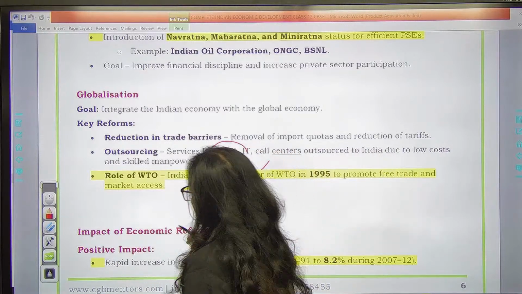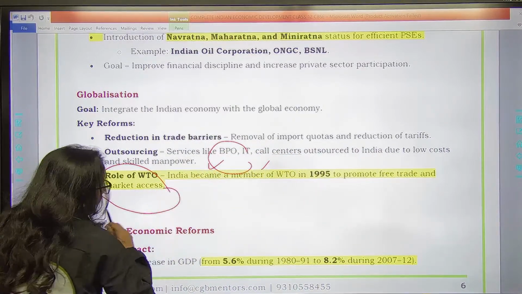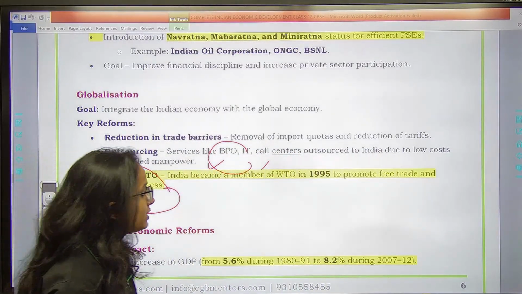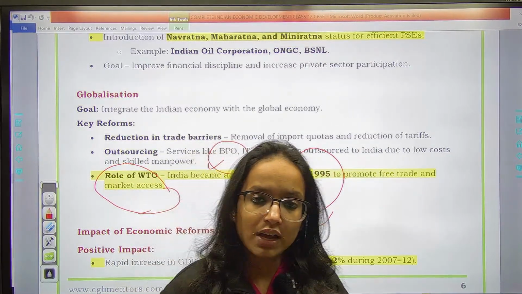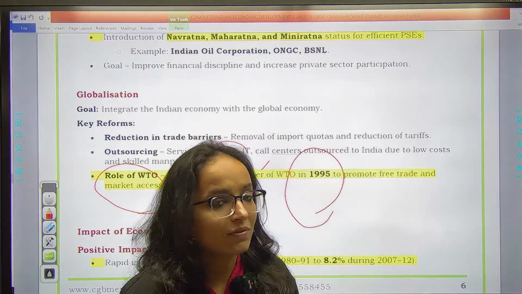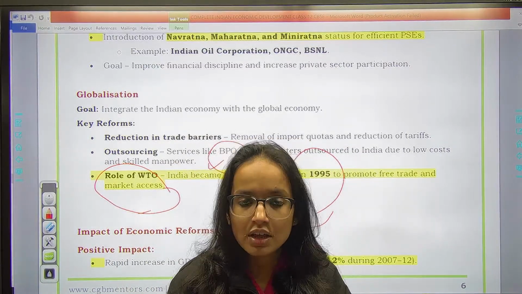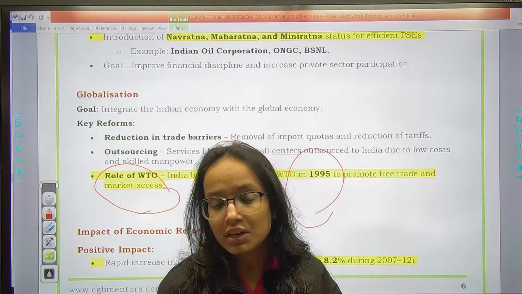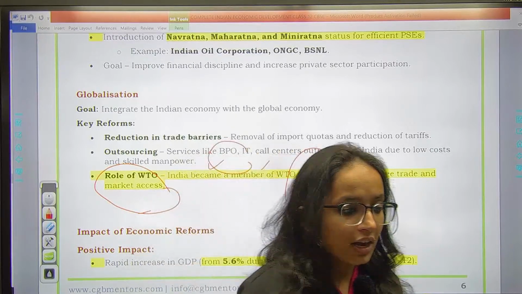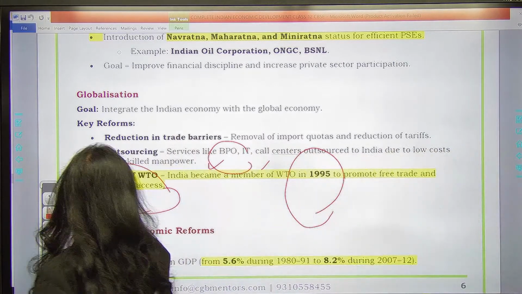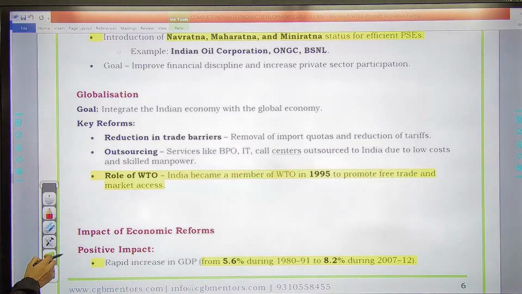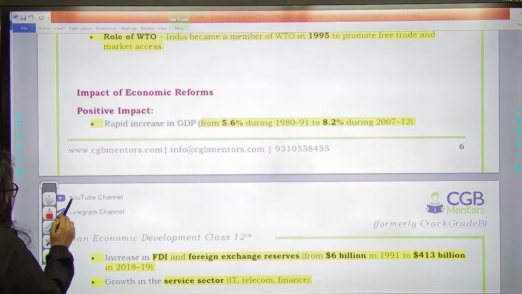And then the role of WTO, the World Trade Organization. India also became a member of WTO in 1995. And as soon as India became a member, you know what WTO does: it is an organization which wants free and fair trade. That trade should be free for everyone and fair for everyone. No one country should have certain comparative or absolute advantages in trade relations. So India becoming a member of WTO was also an important and significant development.